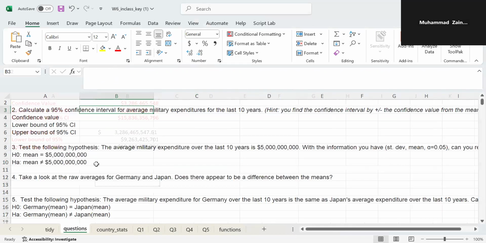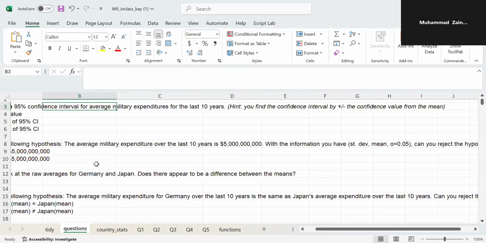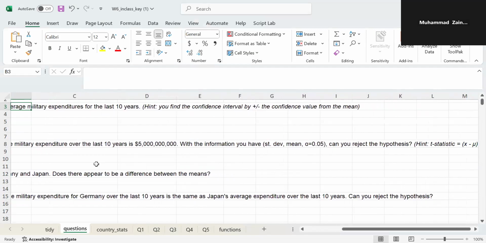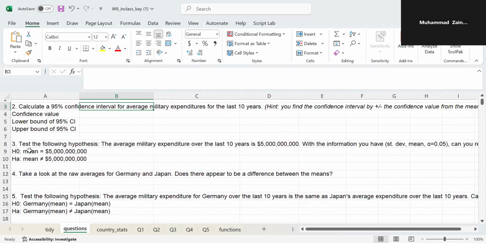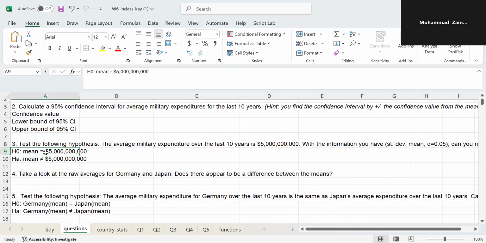Okay, so question number three: test the following hypotheses. The average military expenditure over the last 10 years is 5 billion. With the information you have, standard deviation, mean, alpha, do you reject the hypothesis? So your null hypothesis is that the mean is equal to 5 billion, and the alternative hypothesis is that the mean is not equal to 5 billion.